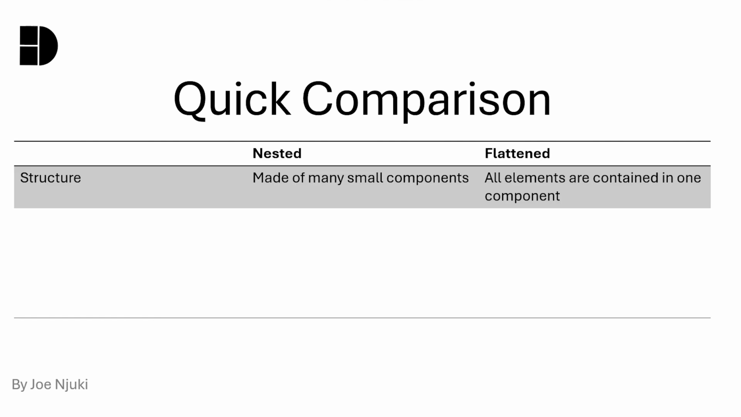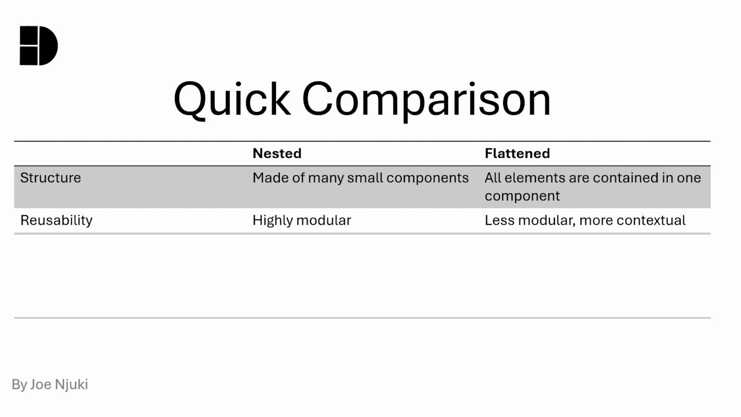If we look at the structure, and that is what we have just discussed, we have seen that a nested one has many small components deep inside it. And then we have seen the flattened one, where all the elements are contained in one component. This is just a difference in how they appear in structure. And then we can also look at reusability. You find that a nested component is highly modular. What this means is that it's highly reusable. And you'll see that a flattened one is less modular, which is more contextual.